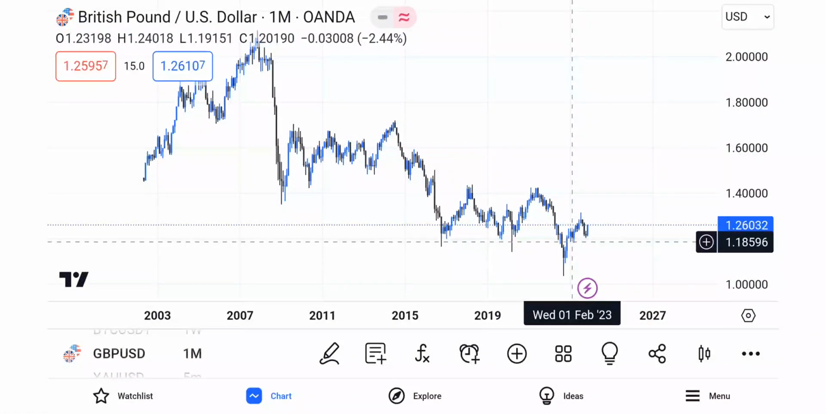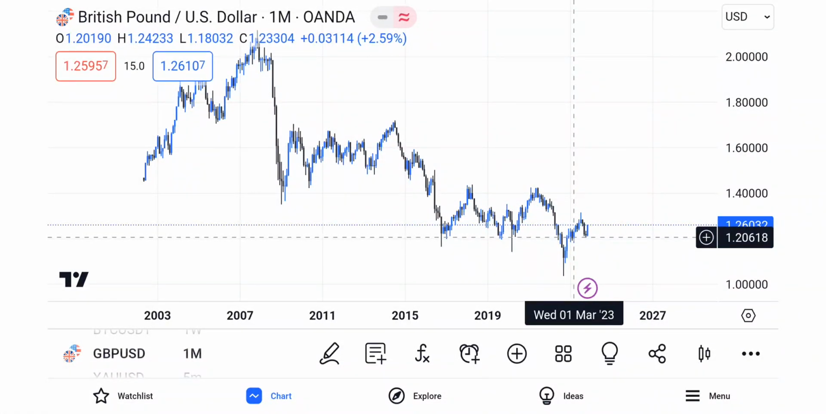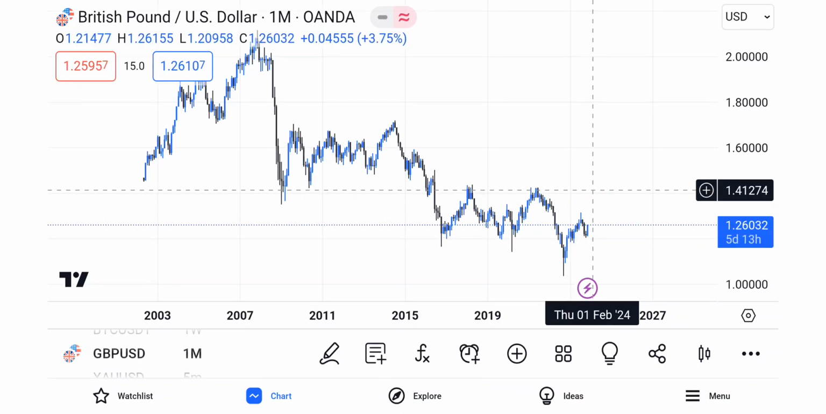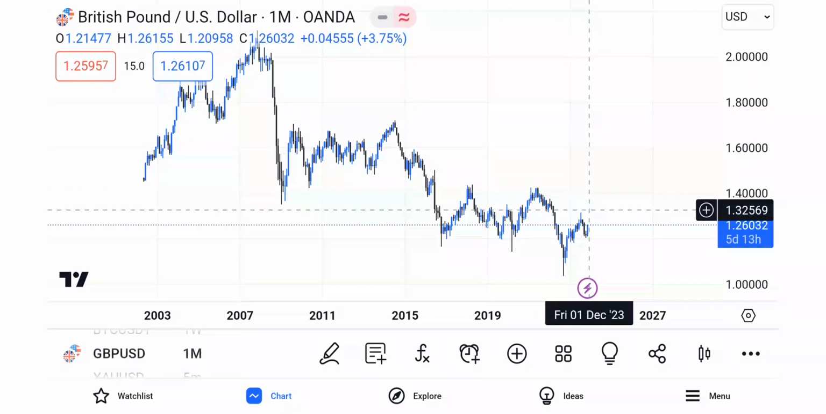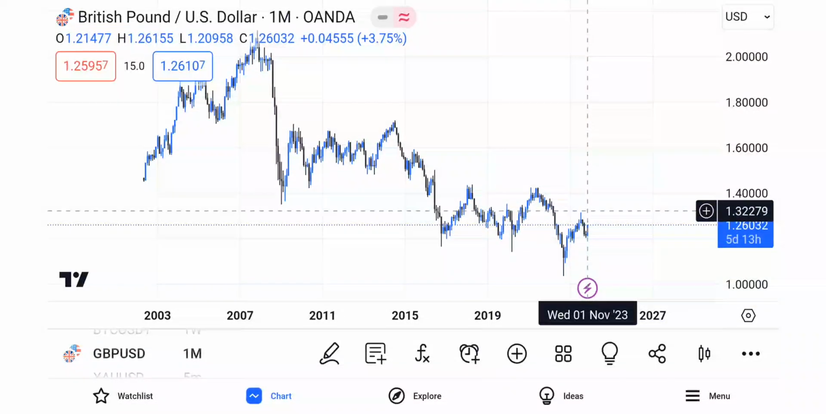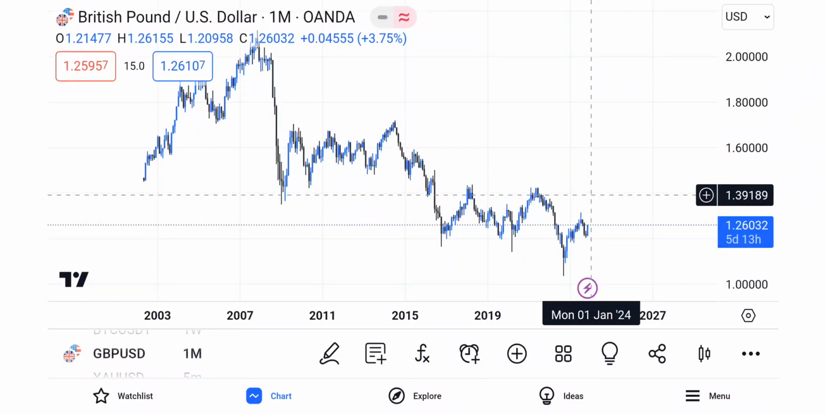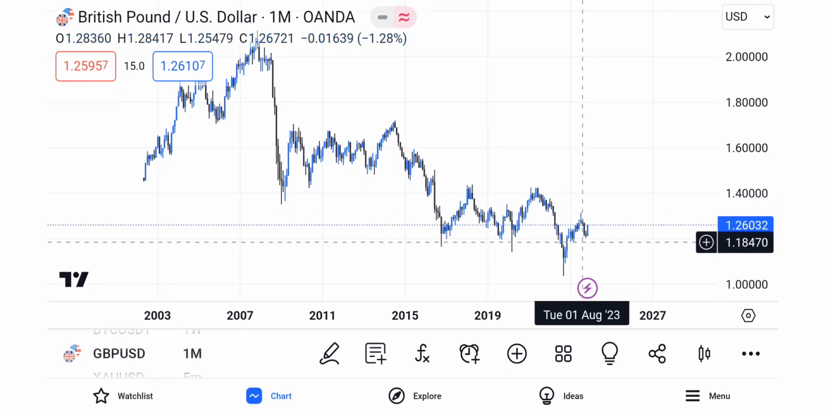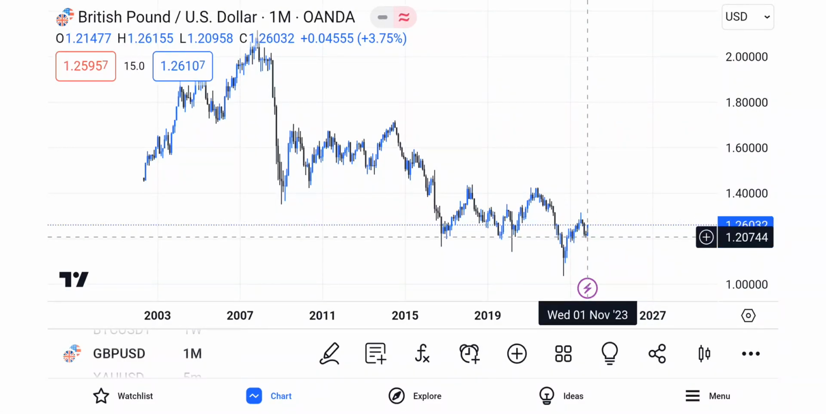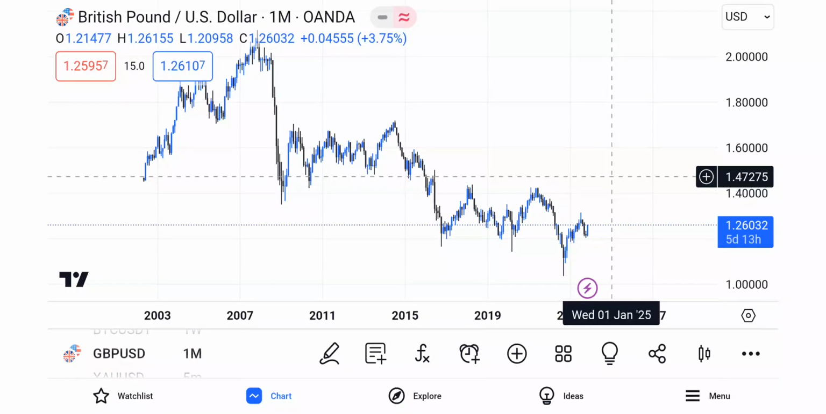So we've seen price come down to this support area, and it's being pushed back to the upside. The next resistance area we have here is at 1.40000, and that is where we are expecting price to come up to on the monthly. So if you are a swing trader, this would have been a good trade for you to take from here and have your take profits at 1.40000. So that is what we are looking at on the monthly time frame.